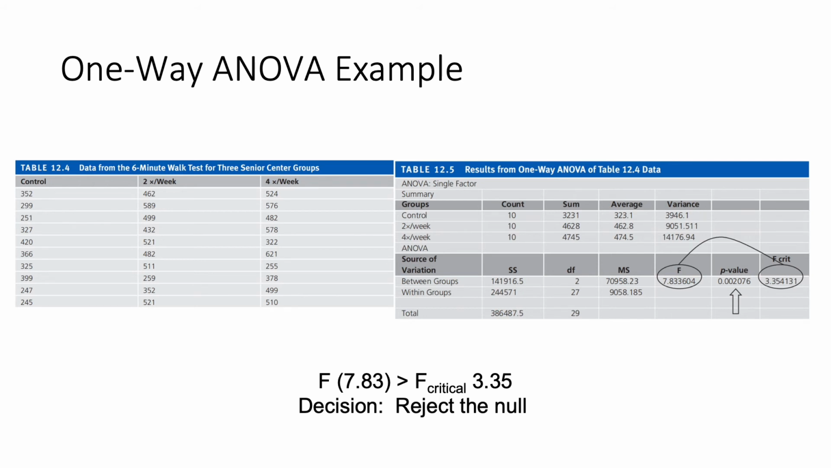You can also see that the p-value is 0.002, so since the F value is greater than the F critical value, the null hypothesis is rejected, indicating that there are differences among walking 0, 2, and 4 days per week.